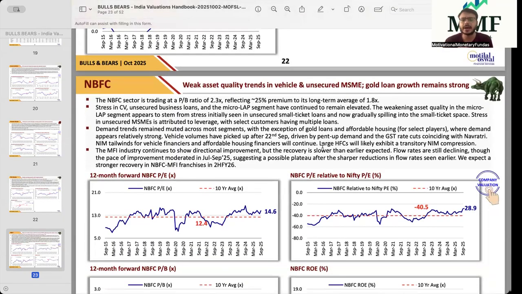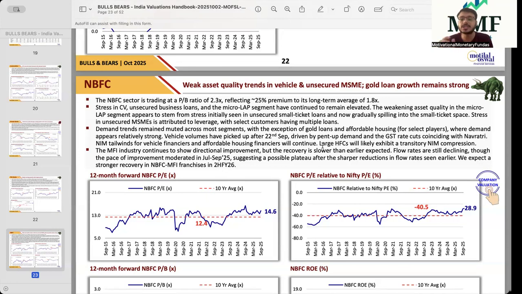NBFCs are trading at a 25% premium, though they seem to be in a much better position as compared to banks, because NBFCs usually borrow at a floating interest rate and they lend at a fixed interest rate. So the rate at which they're borrowing has come down, but the rate at which they're lending has remained fixed. Hence there won't be any margin compression in the non-banking financial companies.